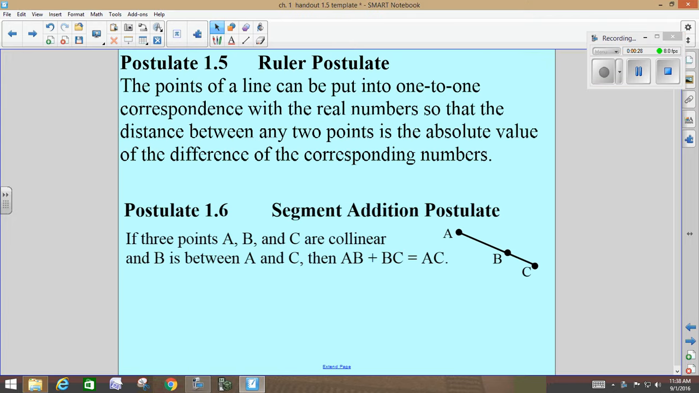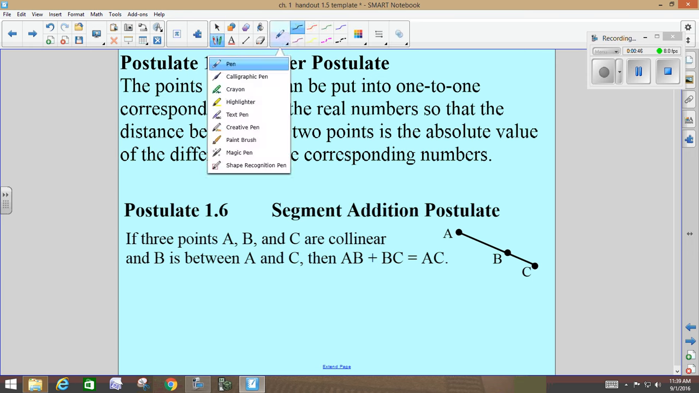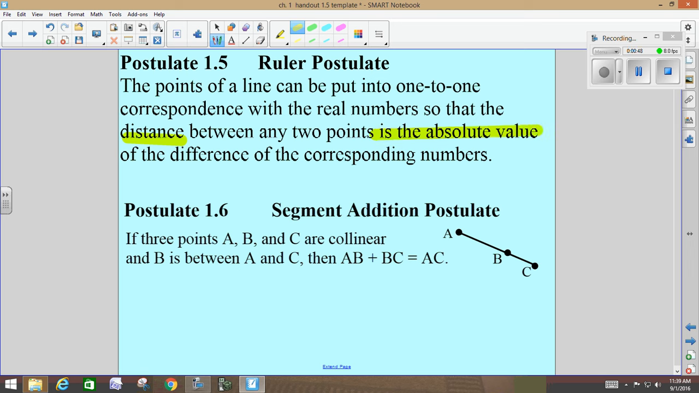Ruler postulate. We have two postulates today. The ruler postulate states that the points of a line can be put into one-to-one correspondence with the real numbers so that the distance between any 2 points is the absolute value of the difference of the corresponding numbers. Remember, postulate is just a fancy word for rule. Postulates don't have to be proven. We just accept them.